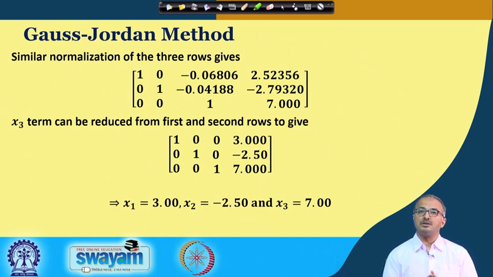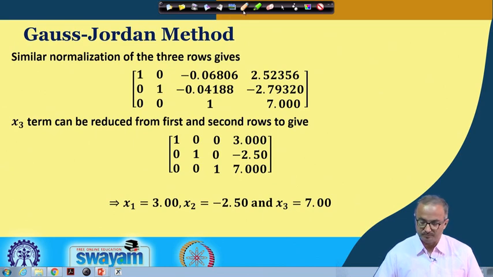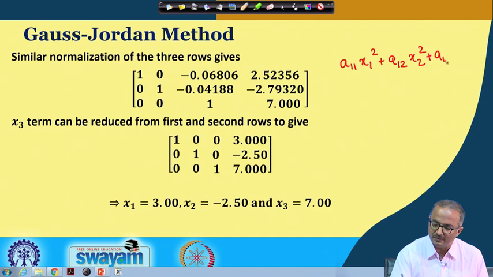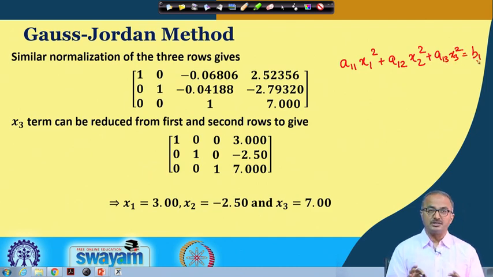And one thing I must tell you, that for actual systems, whenever you are linearizing the equations, and many times even without linearization, we start with nonlinear equations, in the sense that suppose I have an equation like this: A11 x1 square plus A12 x2 square plus A13 x3 square equals B1. So this is just an illustration.